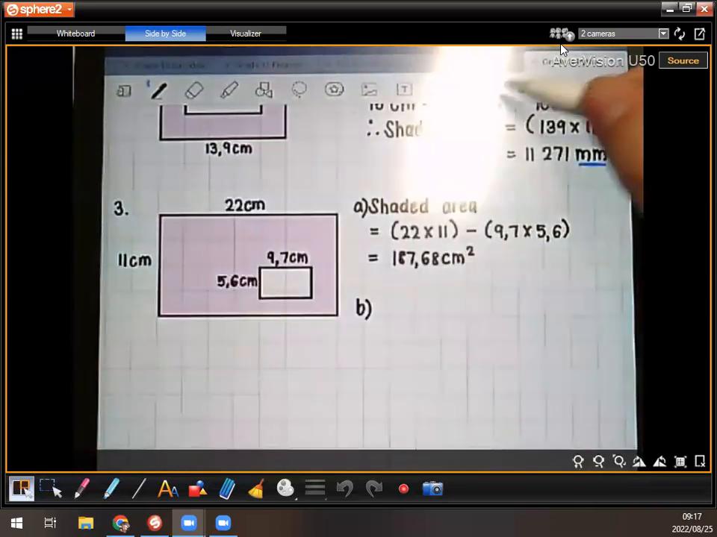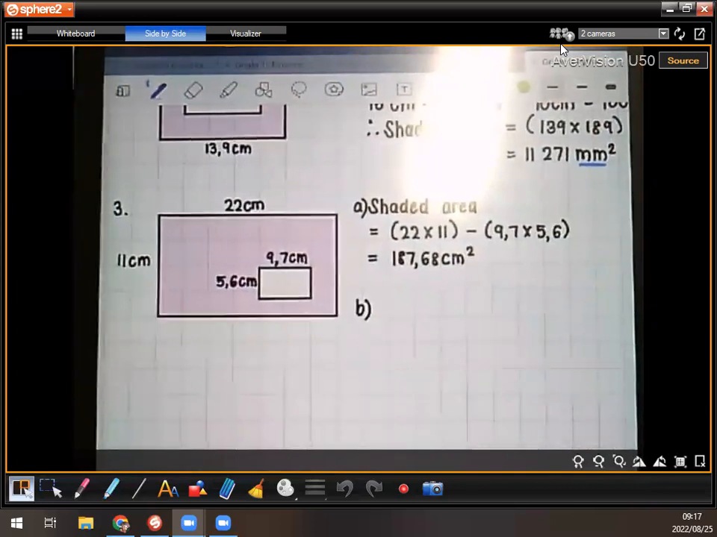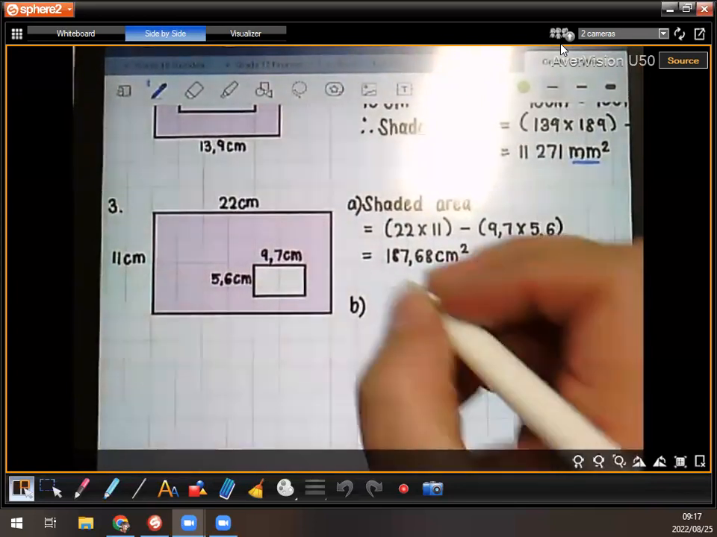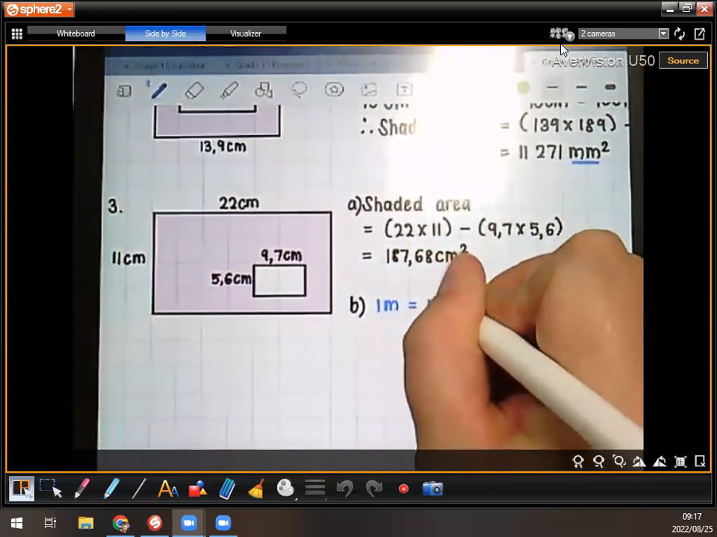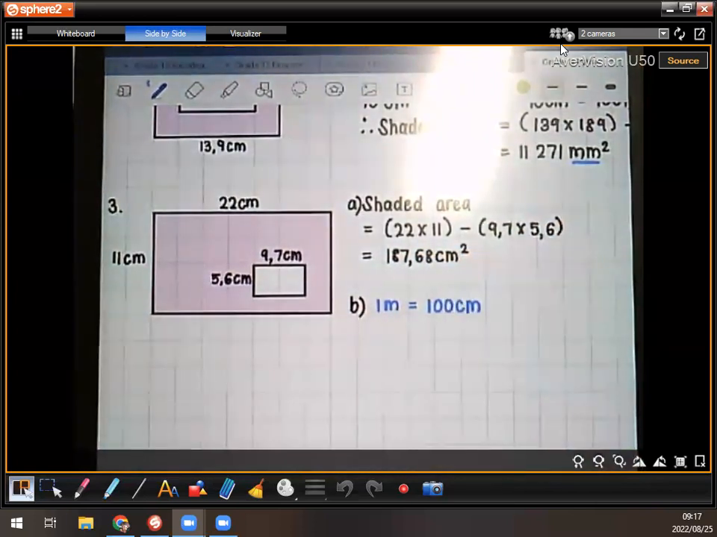Right? What is that relationship again? How many centimeters in 1 meter? 100, hey? 1 meter is equal to 100 centimeters.